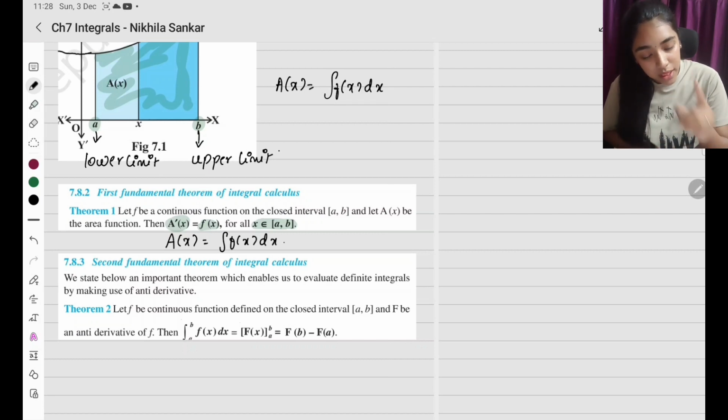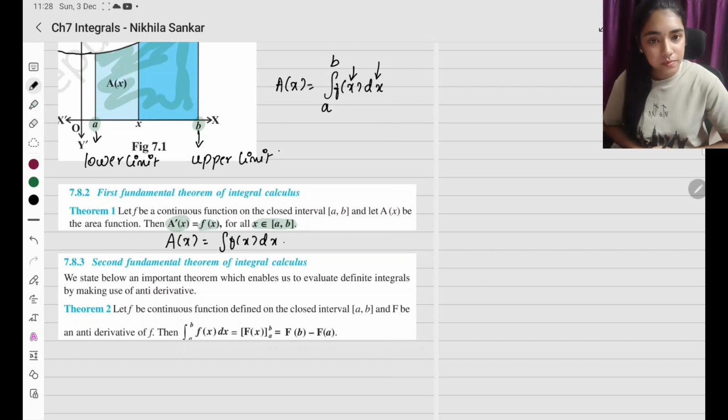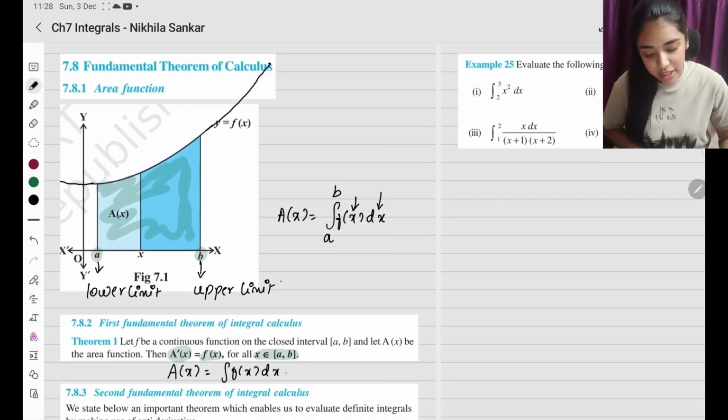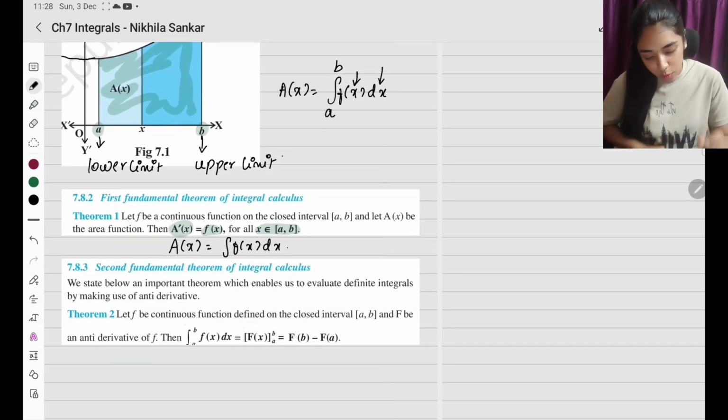You have the upper limit and lower limit for the variable x, which is going to be lower limit you write in the bottom and upper limit you write in the top. So this is going to be your definite integrals. Okay, so let me write the heading. So you have, this is called the definite integrals. Okay, now what is my second theorem?